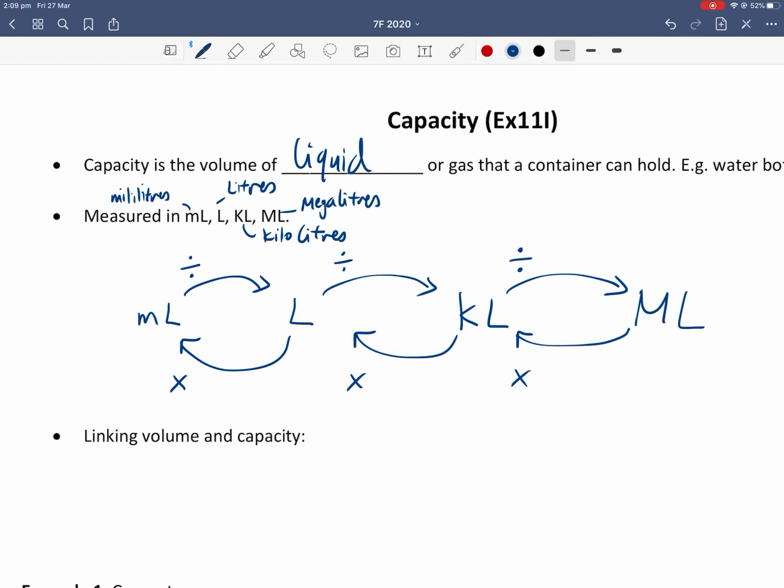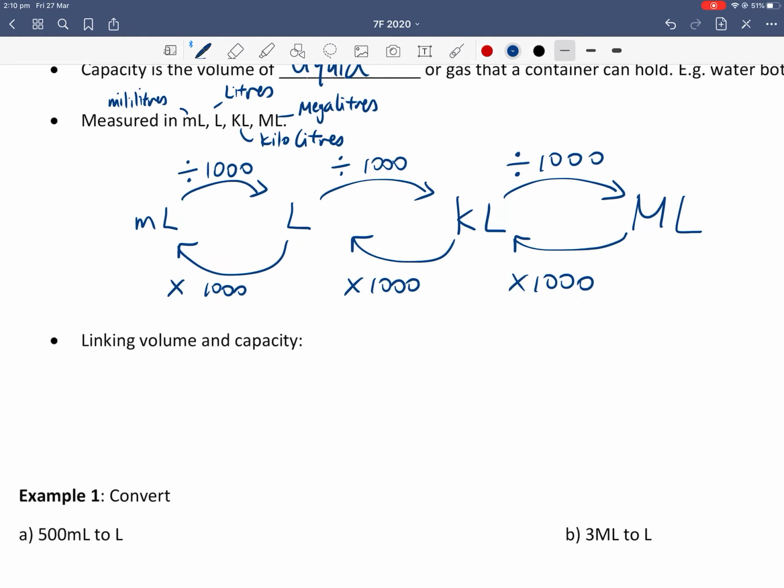Now, when we converted units from millimeters, centimeters, meters, etc., we had 10, 100, 1,000. But the easy thing with capacity is everything is 1,000. Divide by 1,000, times 1,000. Everything is 1,000. There's 1,000 milliliters in a liter. There's 1,000 liters in a kiloliter. There's 1,000 kiloliters in a megaliter.